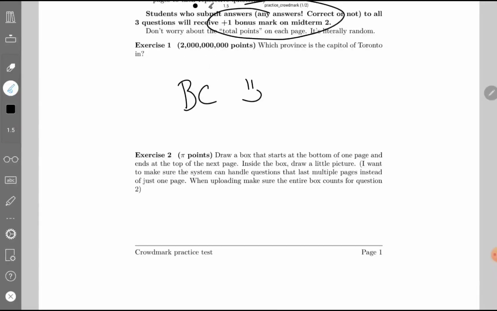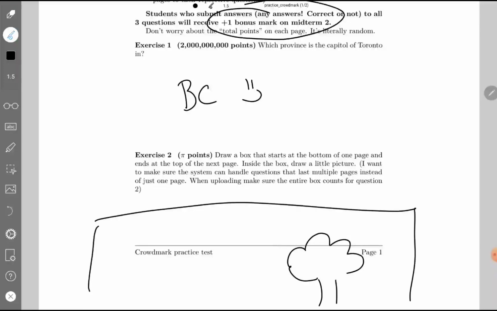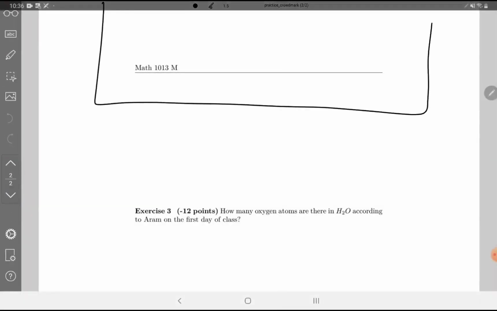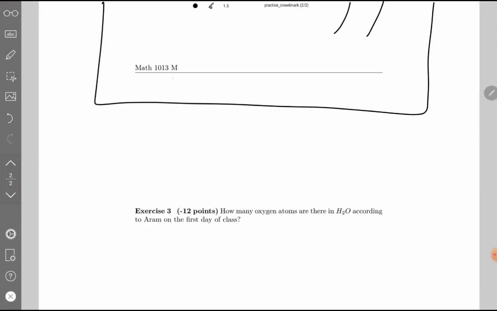Question 2, I want to test what happens when we have a box drawn across multiple pages. So I'd like you to draw a box. Here's the top of a box, and inside we're going to draw a little picture. I'm going to draw a little tree, and then I'll finish the picture on the other side. On the second page, we'll finish the box. Here's the bottom of the tree, and here's us lounging under the sun, pretending we're outside.